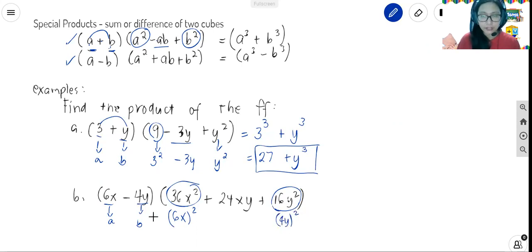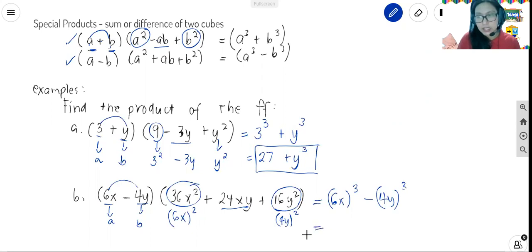So that would reflect b there. And if you multiply 6x and 4y, you will have 24xy, and then it's the opposite sign, positive. Therefore, it fits the second pattern. Hence, our answer will be just the cube of the first term of the binomial minus the cube of the second term of the binomial. So we will have (6x) cube minus (4y) cube.